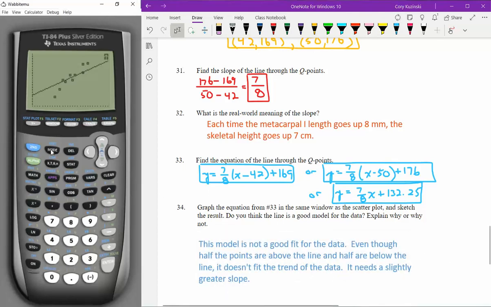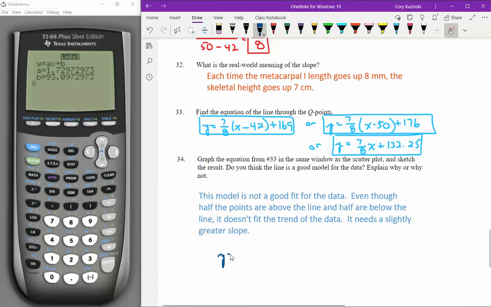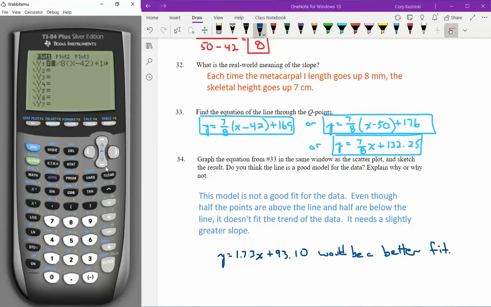Let's run this real quick here while we're here. Stat. Get some bonus footage here. Calc. Let's go linear regression. Using list 1 and list 2. Let's calculate that. So this would probably be a better fit. Y equals 1.73x plus 93.10 would be a better fit. I'll prove it. Let's graph it. Yeah, that fits the trend much better. Lower y-intercept, higher slope, and we get something a lot better there. We should use that one to make predictions as opposed to the flatter one.